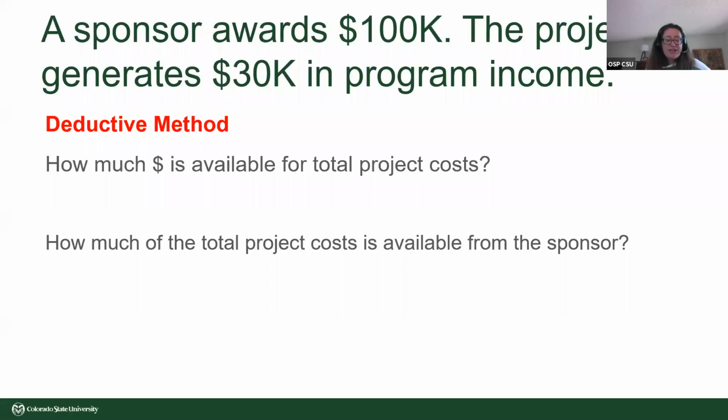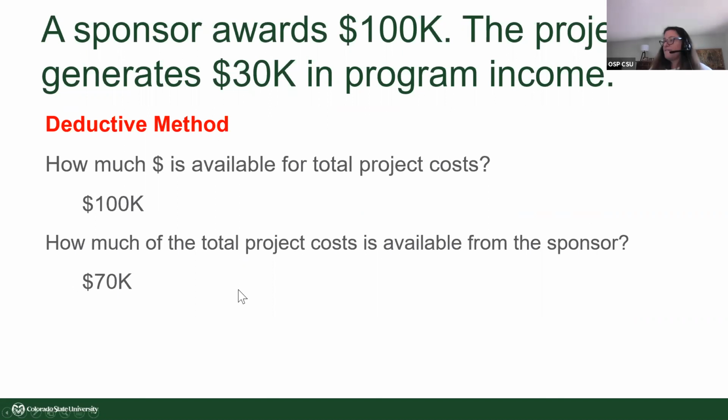$100K. Yep, you're exactly right. The sponsor's awarded 100K. We can still spend 100K, but guess what? How much are we going to get back from the sponsor? How much are we going to get reimbursed? Let's assume this is cost reimbursable. Question 2, how much of the total project cost is available from the sponsor? 70, exactly. So the sponsor's still allowing 100K for our total cost. However, they're only going to reimburse 70. They expect us to use the 30K that we've generated up front to meet that 100K. Very good, you all got this.